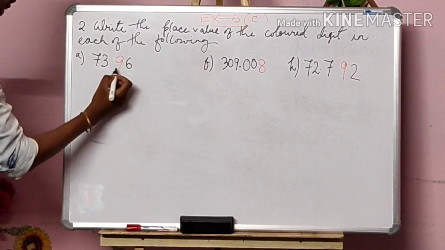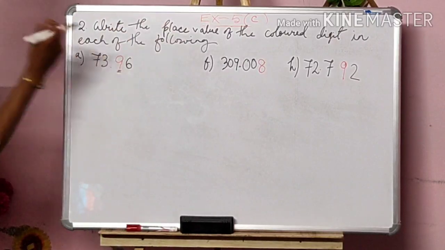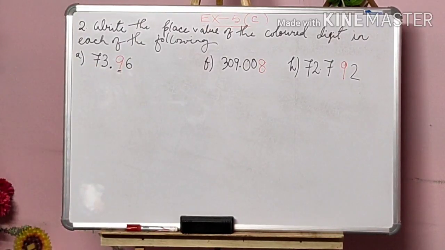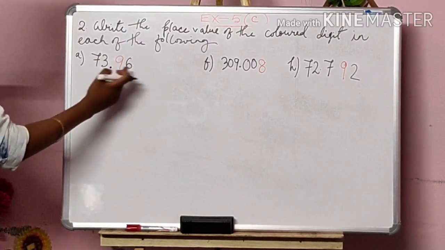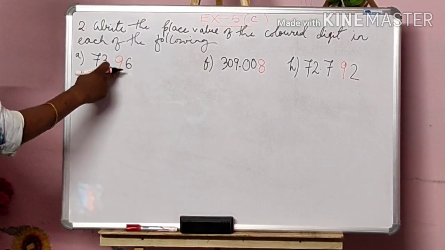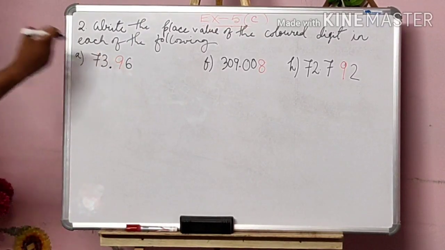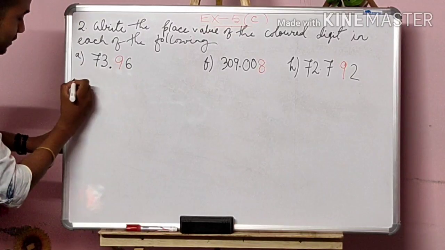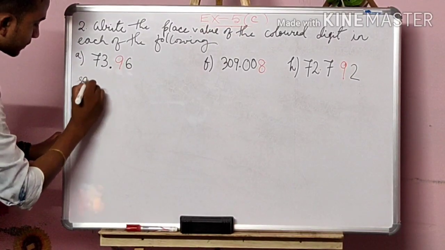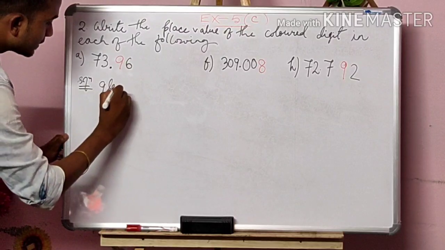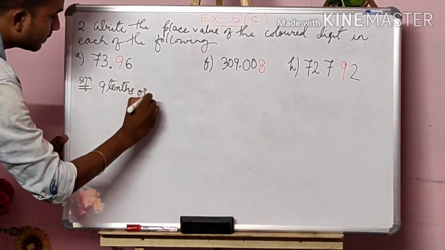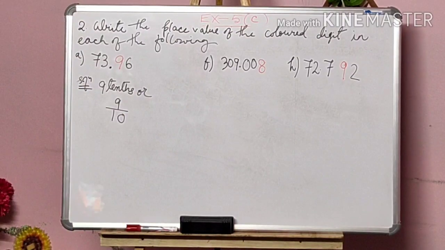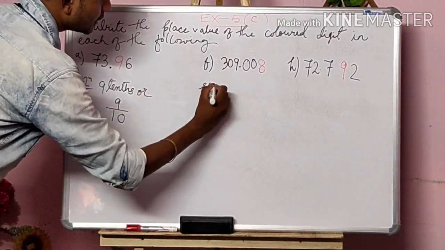Okay, so we have to write the place value of only 9 here. You see that it is on the right side of the decimal. So the 9 is present next to the decimal point. This place you should always remember: it is the tenths place. So it can be said as 9 tenths, or since it was tenths, that means 9 upon 10. Got it?